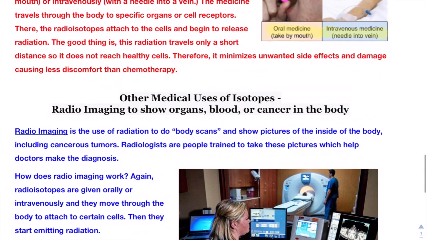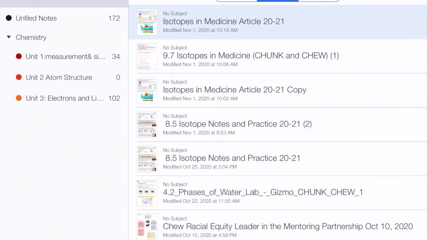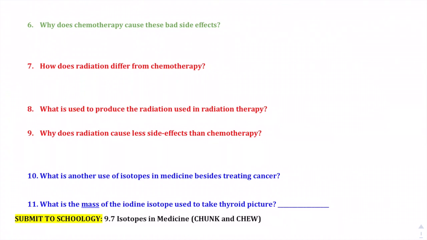I'll go back now and read the questions that are in blue. Number 10. What is another use of isotopes in medicine besides treating cancer? And 11. What is the mass of the iodine isotope used to take the thyroid picture?